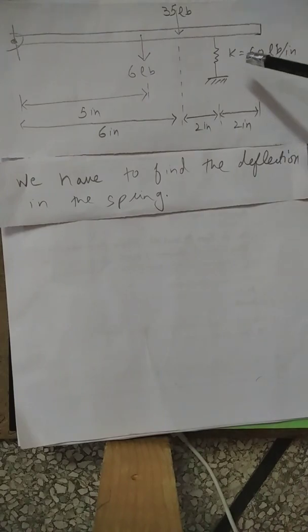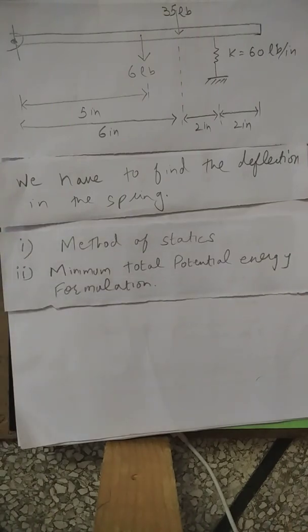Here we have the problem. In this problem, we have to find the deflection in the spring. The spring has a spring constant of 60 pounds per inch. There are two forces, one at the center which is 6 pounds and the other is 35 pounds. We have to find the deflection. We are going to find the deflection by two methods. First, we will find it by the method of statics, and secondly, we will find it by the minimum total potential energy formulation. And then we will compare the answers of both methods.